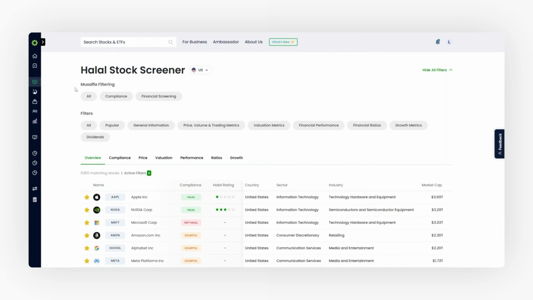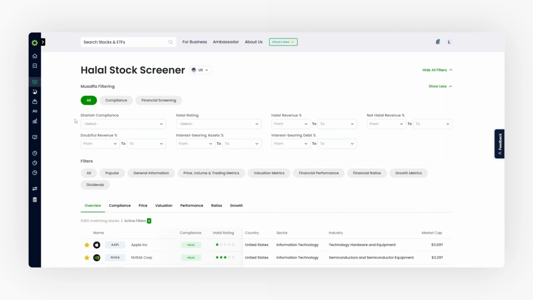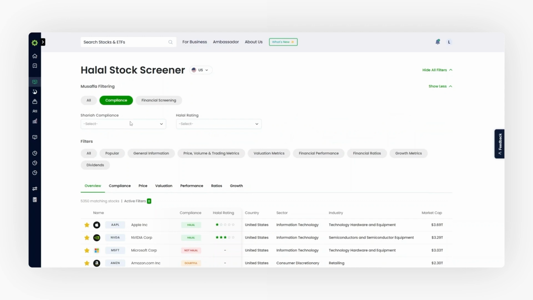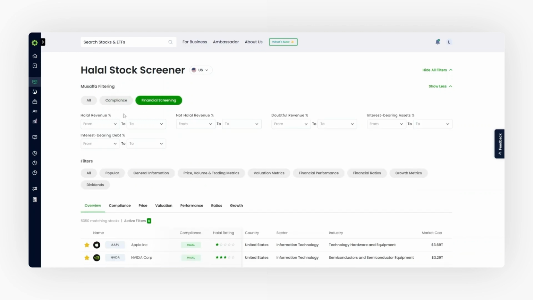Now let's go over the two main sections of the screener: Musaffa filtering and filters. The Musaffa filtering section helps you filter stocks based on Sharia compliance. Under the compliance filters, you can sort stocks based on their Sharia compliance status like halal, doubtful, or not halal, and halal rating. Then, under financial screening, there are filters like halal revenue percent, which lets you filter stocks based on how much of their revenue comes from halal sources. You'll also find filters for not halal revenue percent, doubtful revenue percent, interest-bearing assets percent, and interest-bearing debt percent, which helps you ensure that the stocks align with Islamic financial principles.